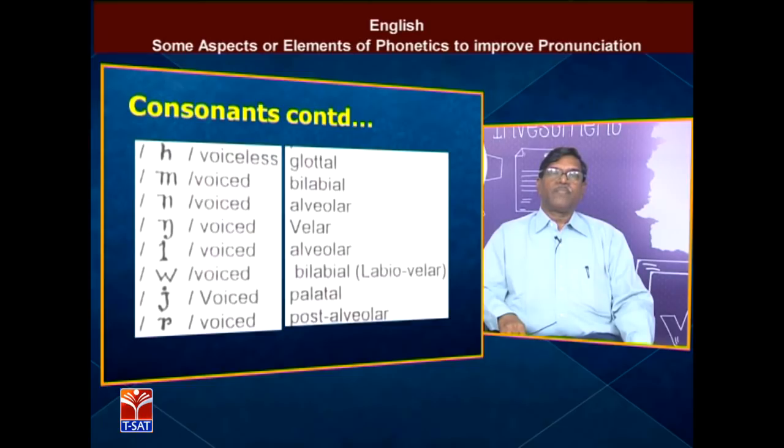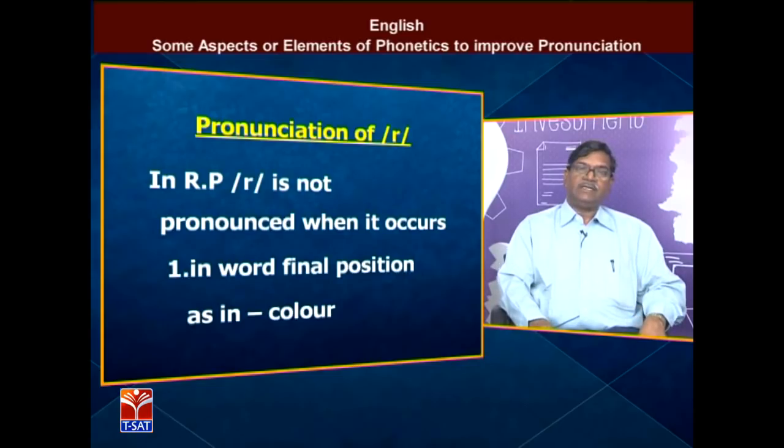So, in all there are 24 consonant sounds and 20 vowel sounds. In all, 44 sounds are there in English. Then, let us talk about the pronunciation of R sound.